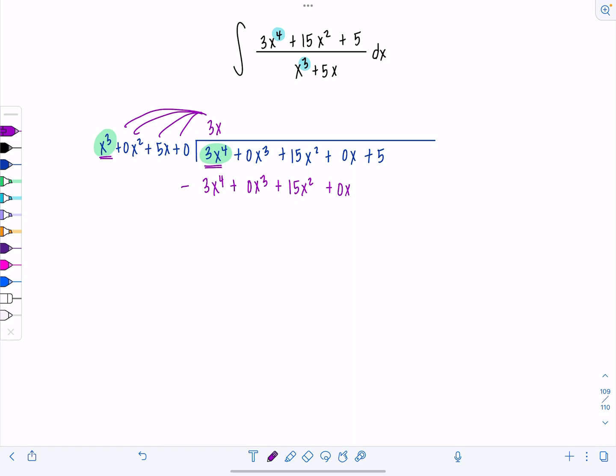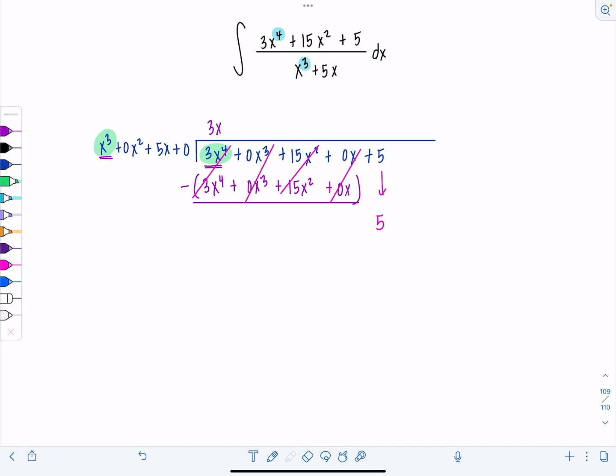Subtract all of this loveliness. I like it when it looks nice and clean, so I'm getting rid of that. This cancels, it better. The term farthest to the left should cancel, otherwise you screwed up. And then, ooh, this cancels also. This is all gone, and now I just bring down this last little 5, which is my remainder.